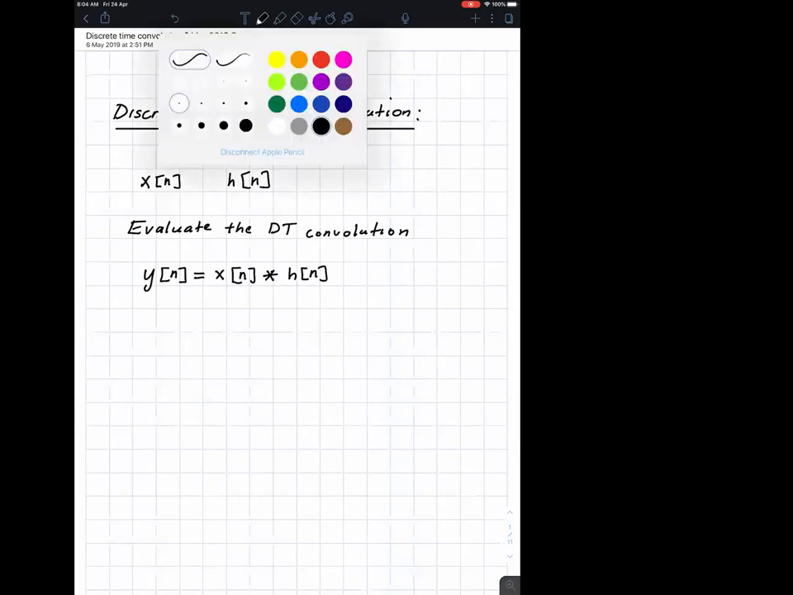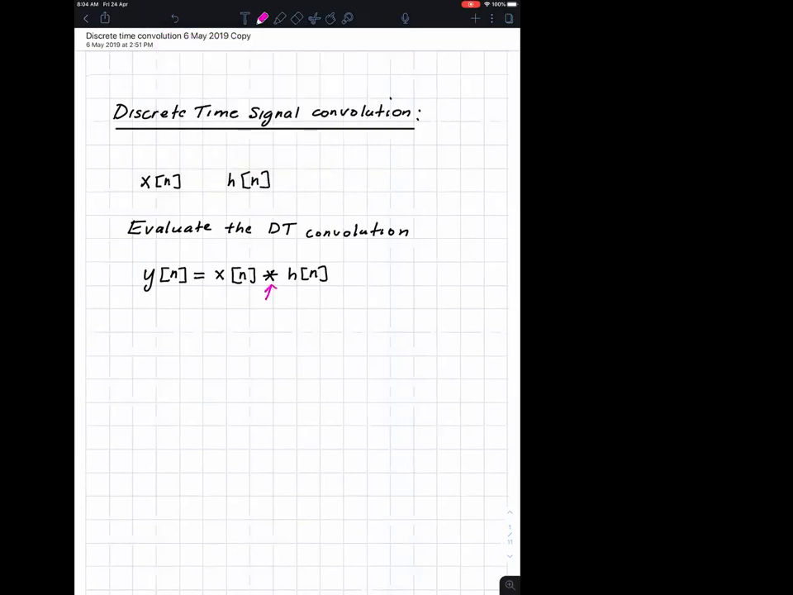so this is the symbol for convolution. It's an asterisk sign, not a star. Don't put anything like a cross, or don't use a star or something like this. It's a convolution sign. It's an asterisk.